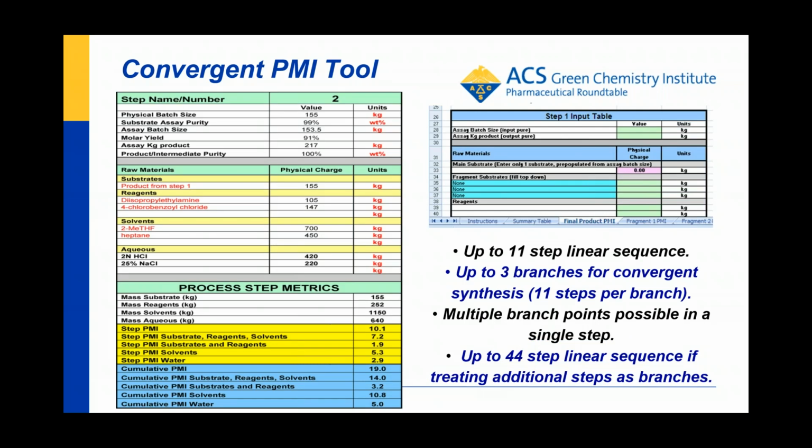The convergent PMI tool is very similar. What you have is shown on the top right-hand side. You have a bunch of tabs at the bottom of your Excel spreadsheet, and those tabs enable you to go into a linear sequence for the synthesis of each fragment. You're allowed up to 11 steps for the synthesis of each fragment. You're allowed 3 branches for a convergent synthesis, and then 11 steps again to bring the multiple branch points together to give you your final API. If you have a very long synthesis, and trust me, molecules in the pharmaceutical industry are getting more and more complex by the day, you can calculate for a 44-step linear sequence with these various branch points if you so desire.